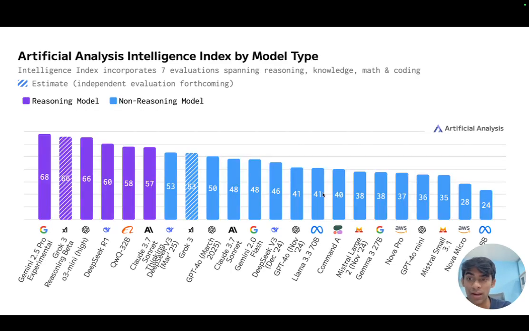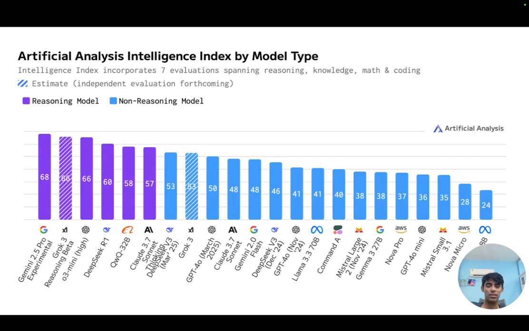Now, coming to model type, reasoning models and non-reasoning models, you will see that Gemini 2.5 Pro is a reasoning model and it's performing the best, 68. But Grok 3, being a reasoning model, is performing decent, I would say, 66. It's very close to Gemini 2.5 Pro. And all the reasoning models, guys, are performing better than other models. Think about this, right? These are all complex tasks spanning reasoning, knowledge, math and coding.